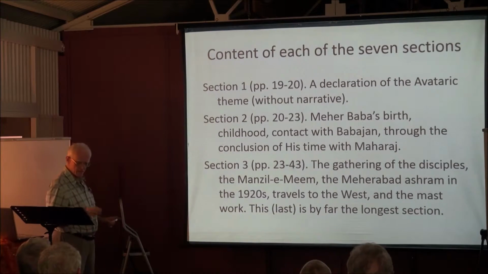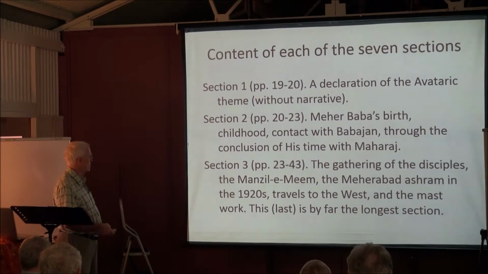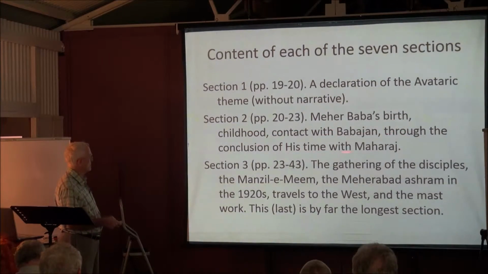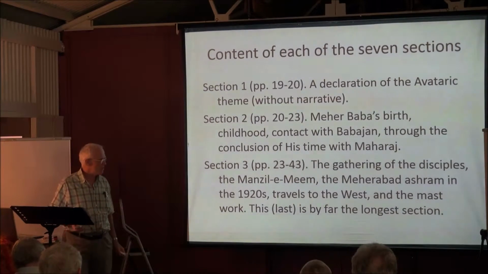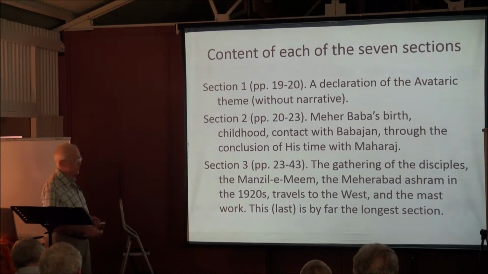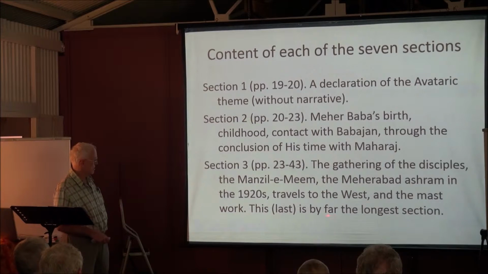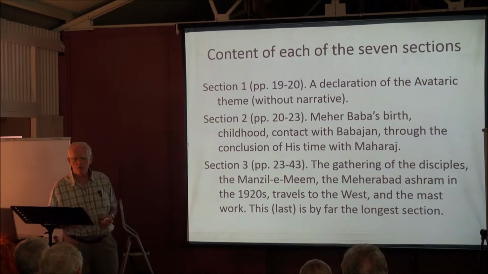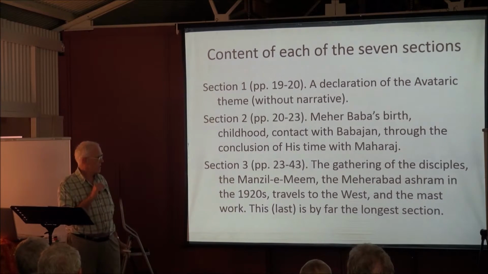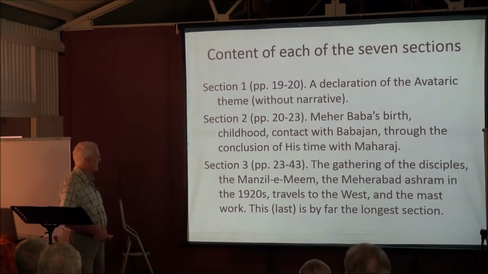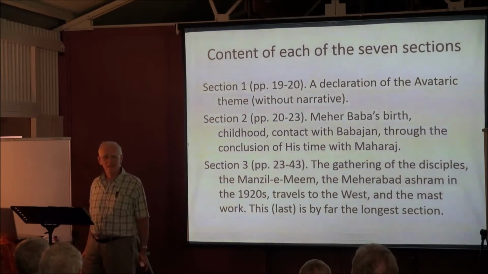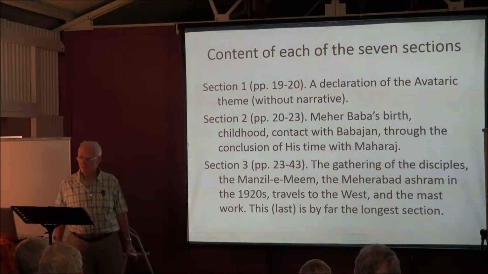Now the second is a very brief account of Baba's childhood, contact with Babajan, up to his contact with Upasani Maharaj. The 3rd section, which is by far the longest, takes the story through the gathering of the disciples, the Manzil-e-Meem, the Meherabad ashram in the 1920s, travels to the West, and the mast work. This last, the mast work, is by far the longest. And one thing that strikes me about this is that Francis gives very little attention to travels to the West. In fact, he encompasses it in a single stanza.